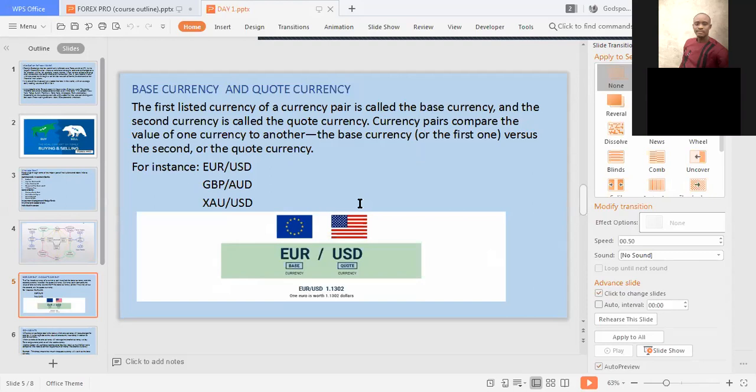It's just like when you say I have a pair of slippers. A pair of slippers is when you have left and what? Right slippers. Are you with me? Where you have left and right. Now look at this. GBP AUD.